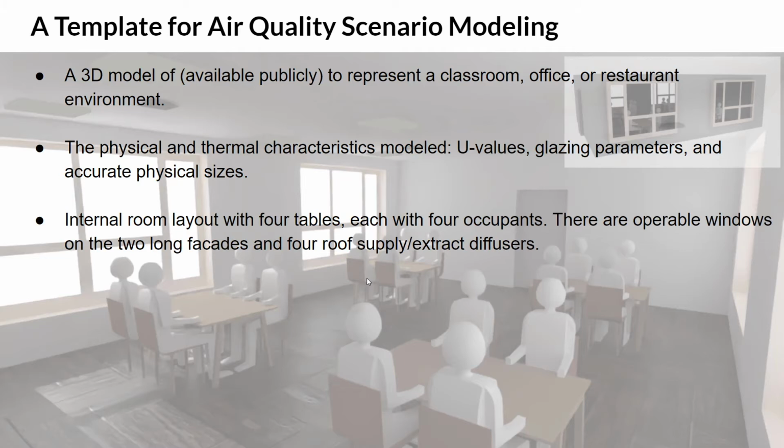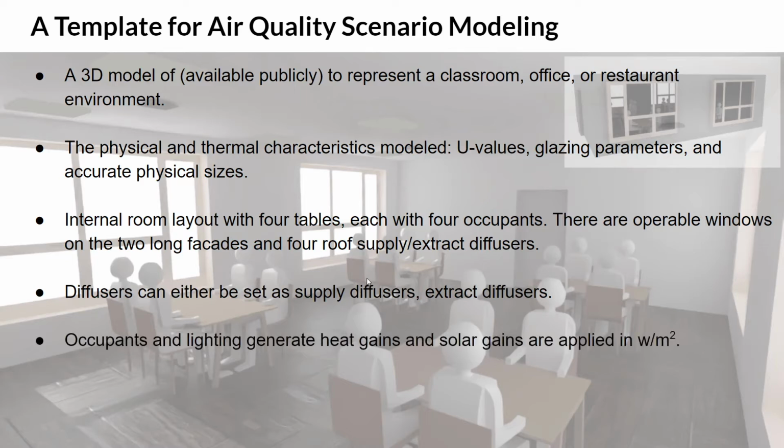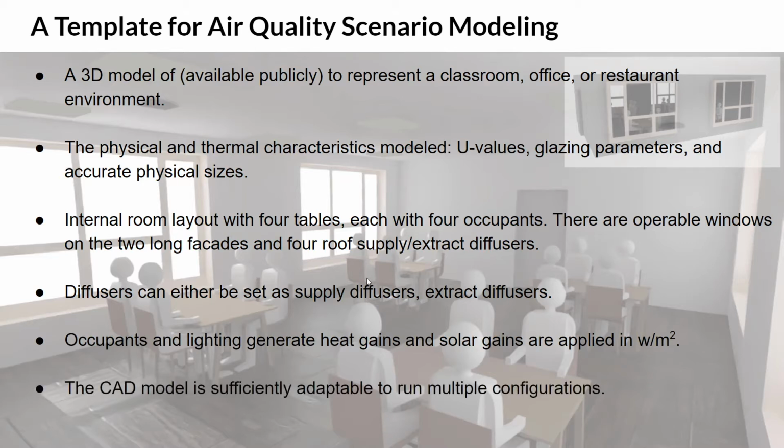We've provided a standard room layout with 4 tables and 4 occupants, and there are openable windows on one of the long facades and 4 roof supply and extract diffusers. The diffusers can be set up however we want as a variable parameter, and the occupants and the lighting generate heat gains, and there are solar gains applied from the windows. And the CAD model is completely adaptable so that we can run different CFD scenarios, and by leveraging the capabilities of the cloud, we can run hundreds of scenarios in parallel.